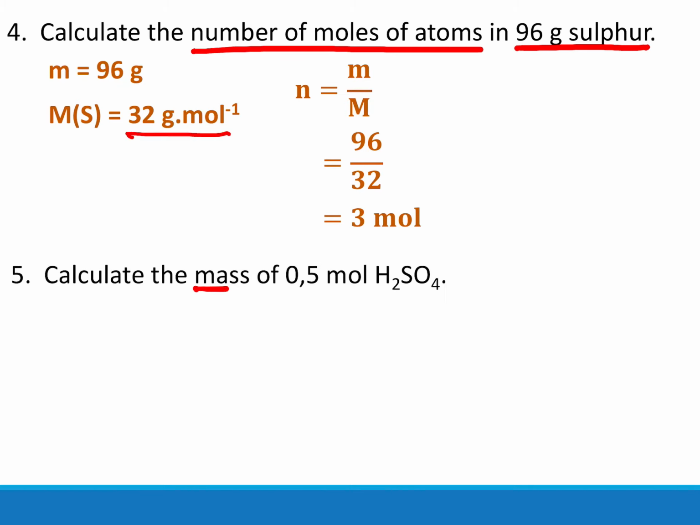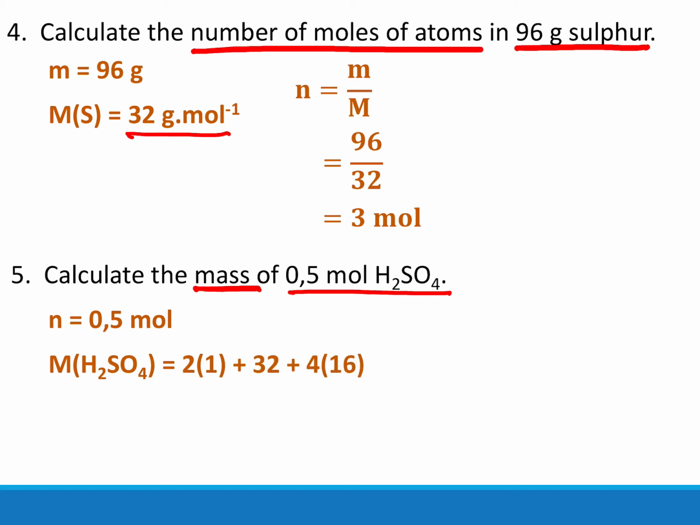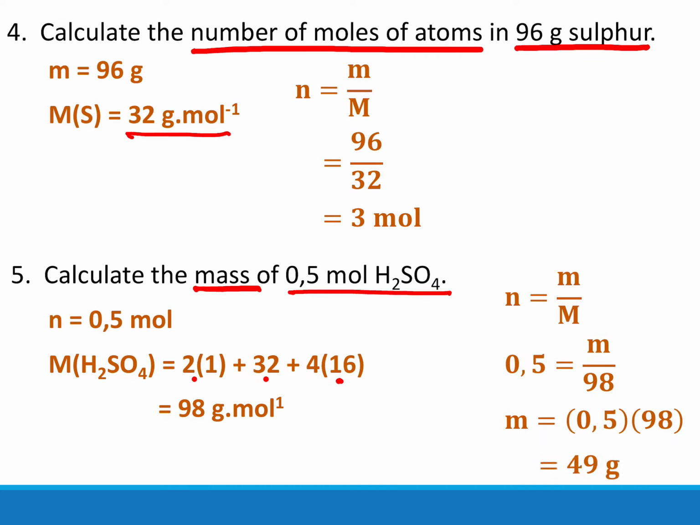Now they want the mass, so little m, of 0.5 moles of H2SO4. All right. I know n. I want little m, so I'm going to have to find out the molar mass. We all know how to work that out now. 2 for the hydrogen, 32 for sulfur, 64 for oxygen. n equals m over M, so it's going to be 49 grams.